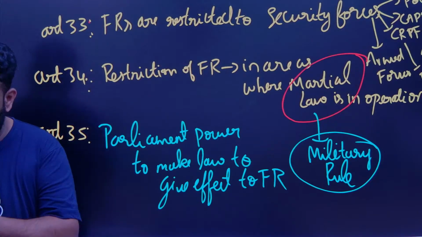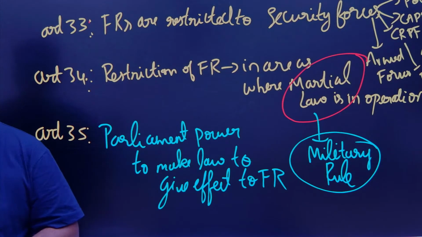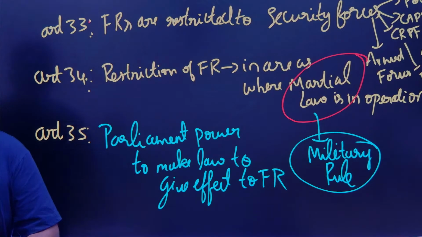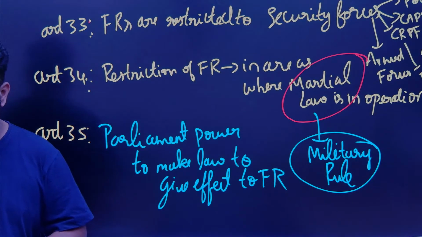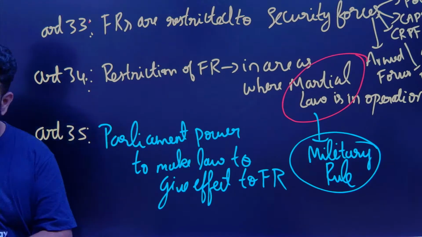Article 33 is restriction of fundamental rights to certain groups of people, that is security personnel. Next is Article 34, in which area? Where martial law is in operation. That is Article 35 when it comes to fundamental rights.